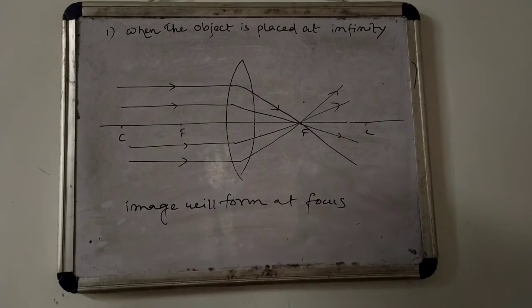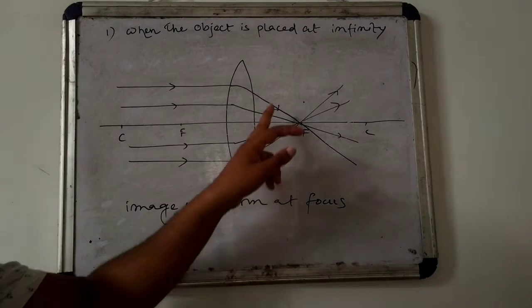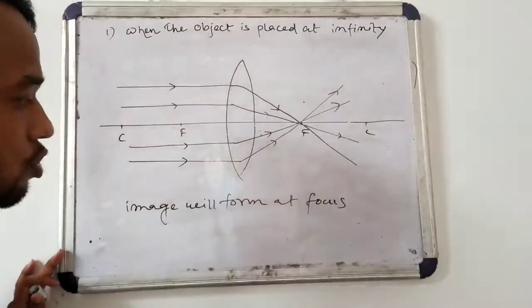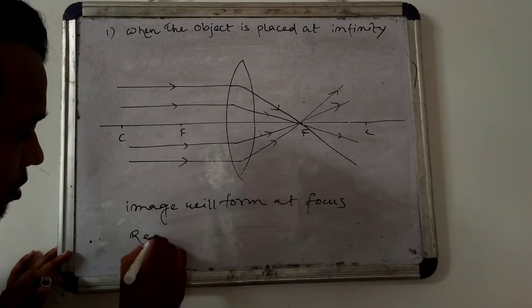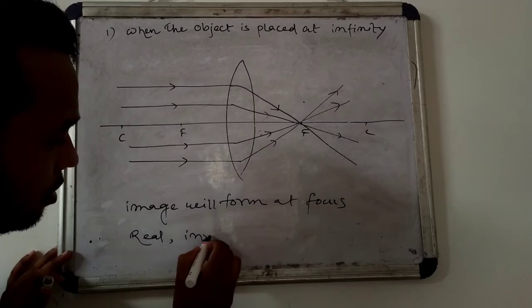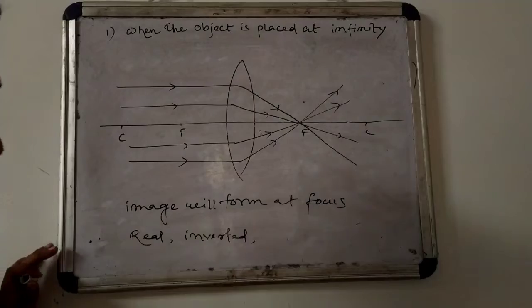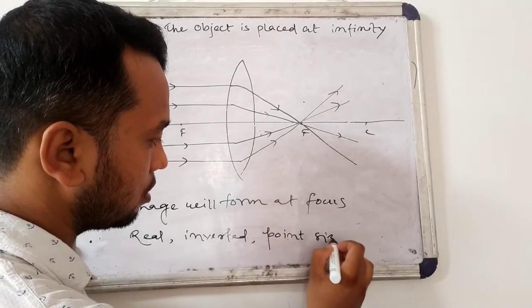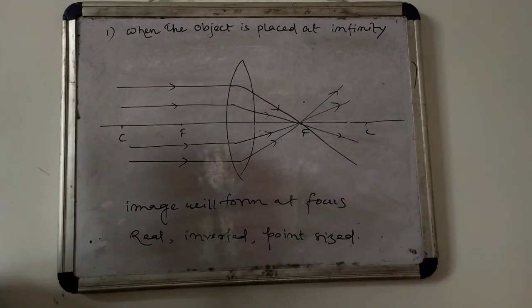So the image forms at that point where the refracted rays meet. Here all the refracted rays meet at the focus. That is why the image will form at focus, which will be real, inverted, and the size of the image will be very small, point size.